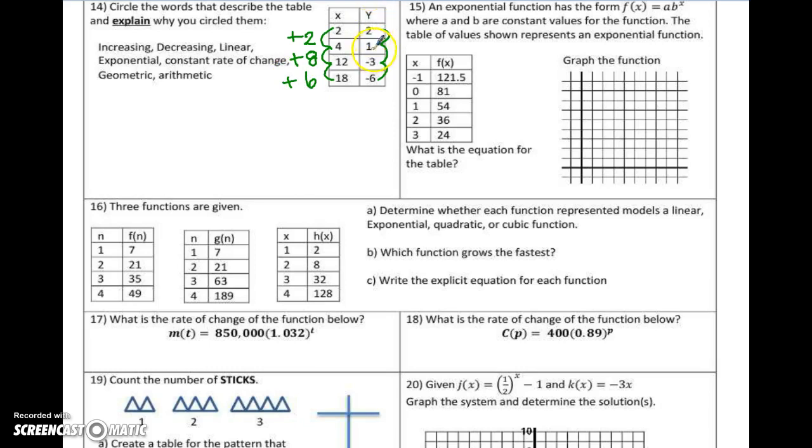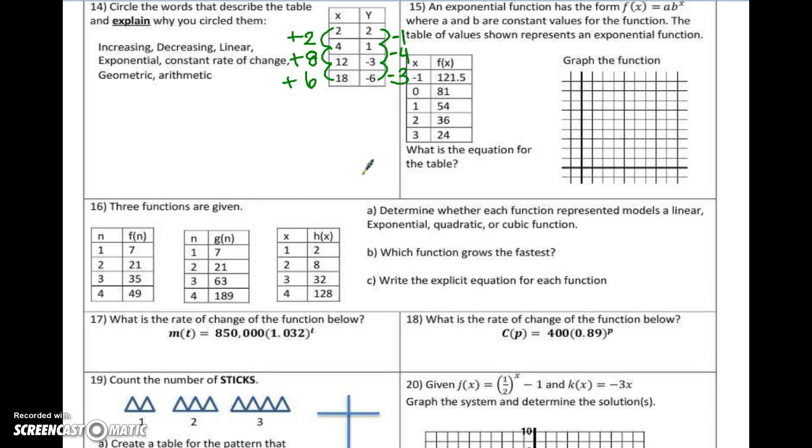Over on this side, for 2 to 1, it's down 1. 1 to negative 3 is down 4. And then negative 3 to negative 6 is down 3. You could check the table to see if it's multiplying or dividing. It would be pretty difficult to look at those numbers and decide that.